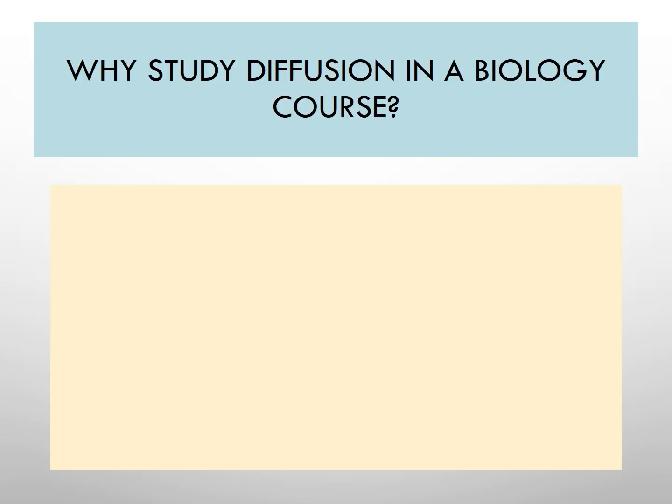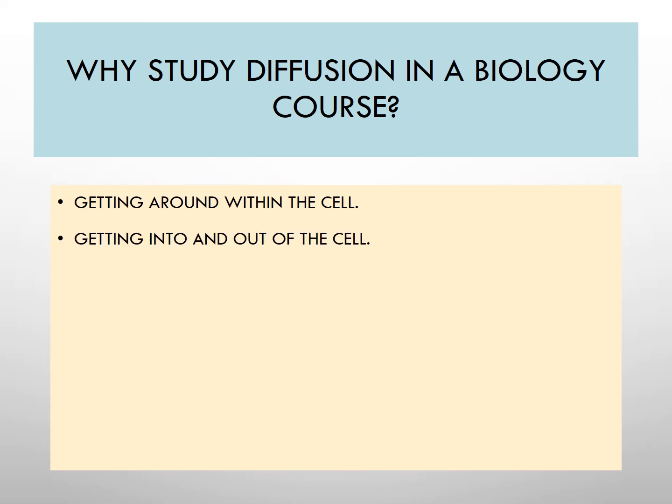So why do we really care about this? Why are we studying diffusion in a biology course when it really seems to be more chemistry or physics related? One answer is because this is how molecules get around within the cell. It also helps molecules get into and out of a cell. Cells need to take in food. They also need to get rid of waste products, and that normally happens through this process of diffusion.